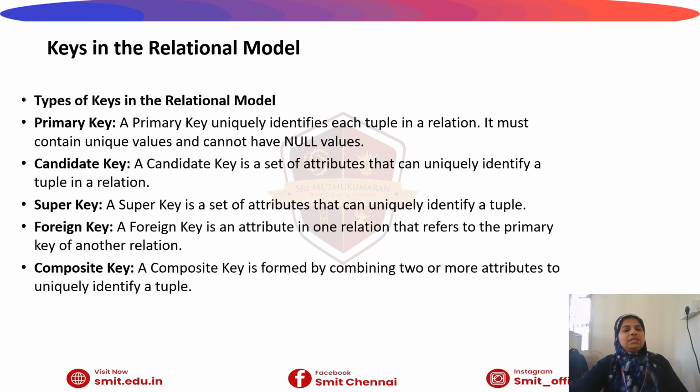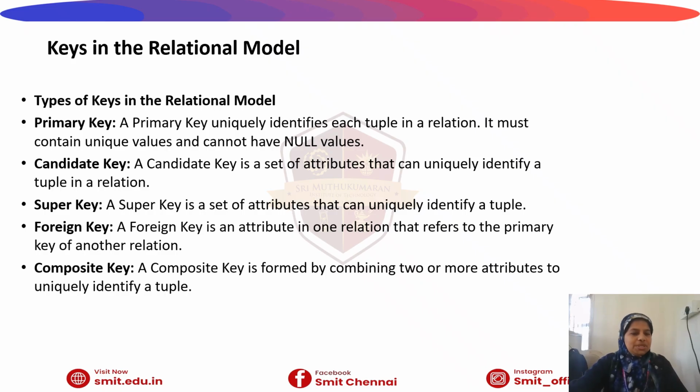Next are the keys in the relational model. How many types of keys are there? Primary key, candidate key, super key, foreign key, and composite key. A primary key uniquely identifies each tuple in a relation. It must contain unique values and not null values. If it doesn't have any value, it is considered a null value.